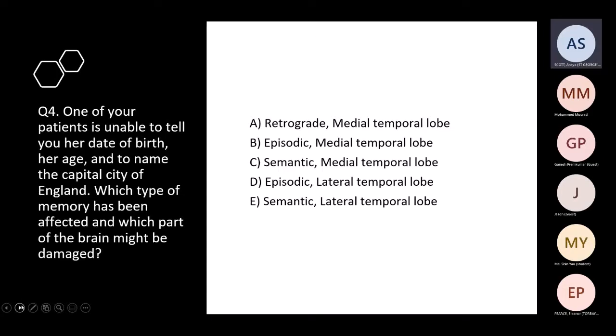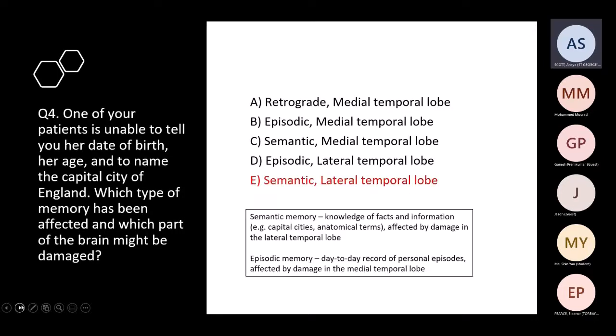Cool. So the answer is actually E. So it's your semantic memory. Your semantic memory is your knowledge of facts and information. So it's things like your capital cities, your anatomical terms, names of things or figures. And that's affected by damage in the lateral temporal lobe.